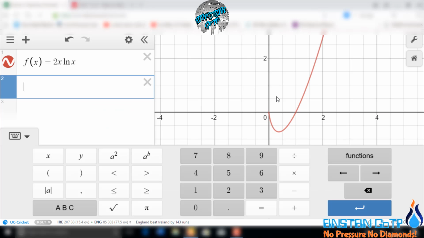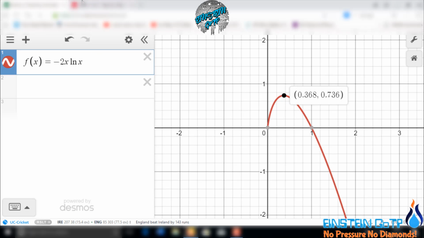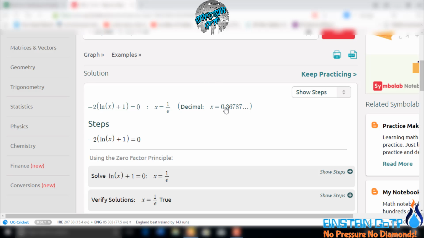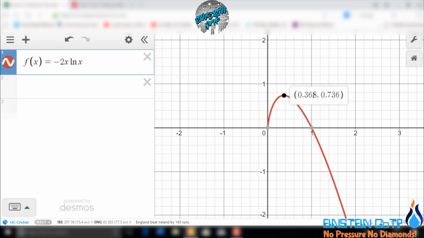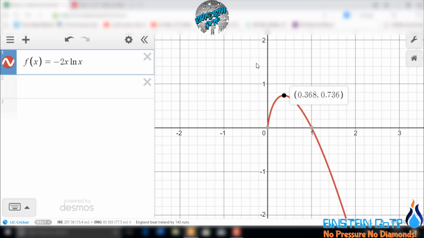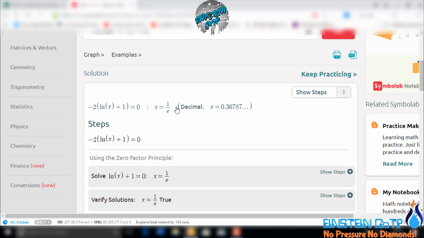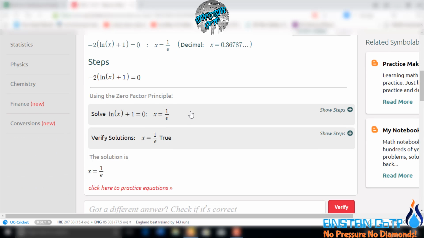So let me engage the real function. So there is 0.368 as you can see, and here it is a little bit of approximation. So you can see this is an amazing function. It has its maxima at 1 by e. Can you believe that? A function that has its maxima at 1 by e. OMG, this is truly marvelous. Oh my god.